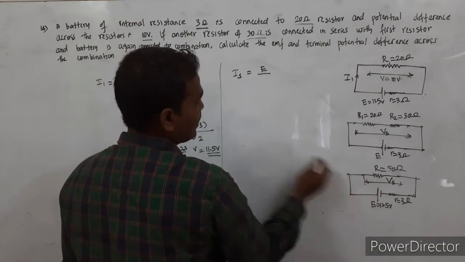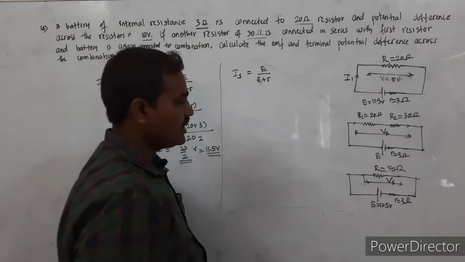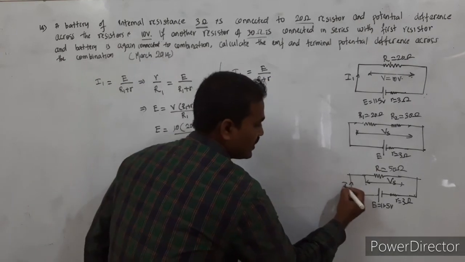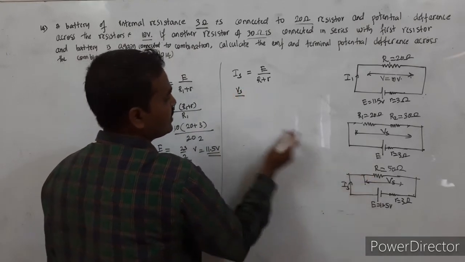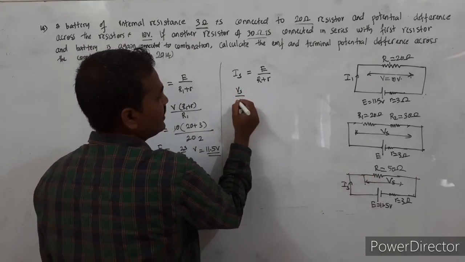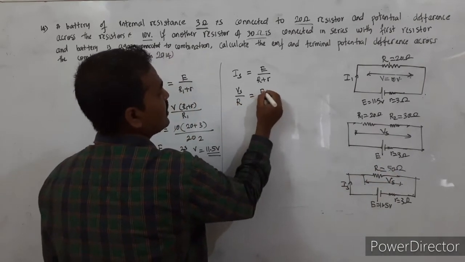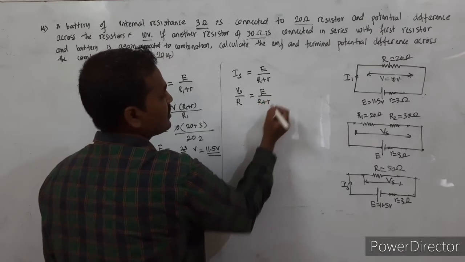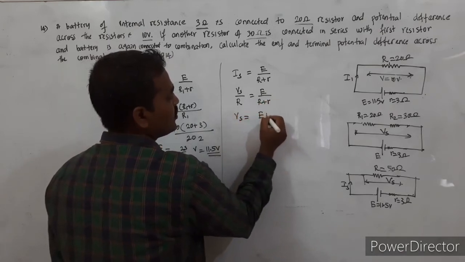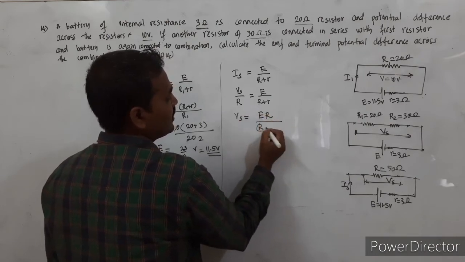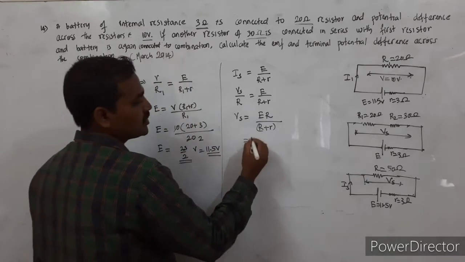EMF divided by total resistance, that is capital R plus small r. So this Is, the current in the series combination, I can write as Vs, the potential difference, divided by the total external resistance R. So that is equal to E divided by capital R plus small r. By this I can write Vs is equal to E into capital R divided by capital R plus small r. Yes, let us substitute the value here.